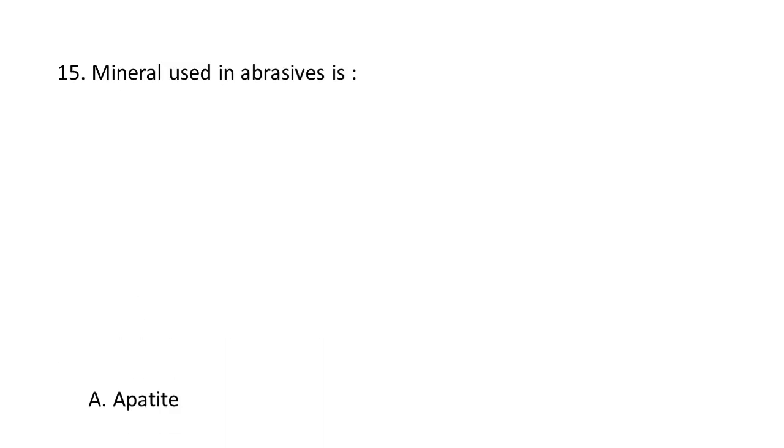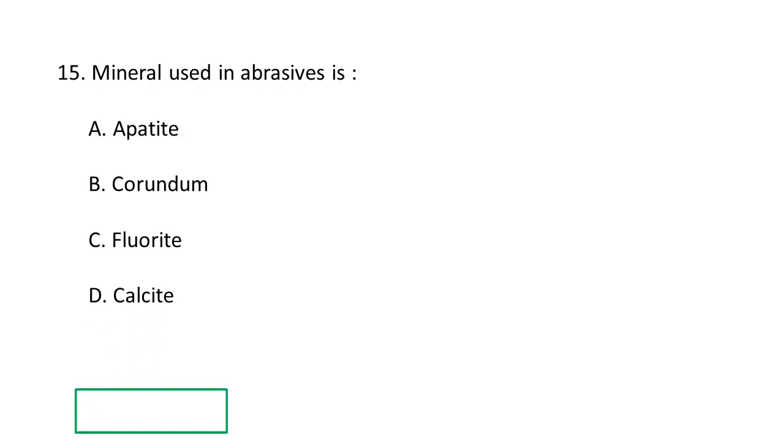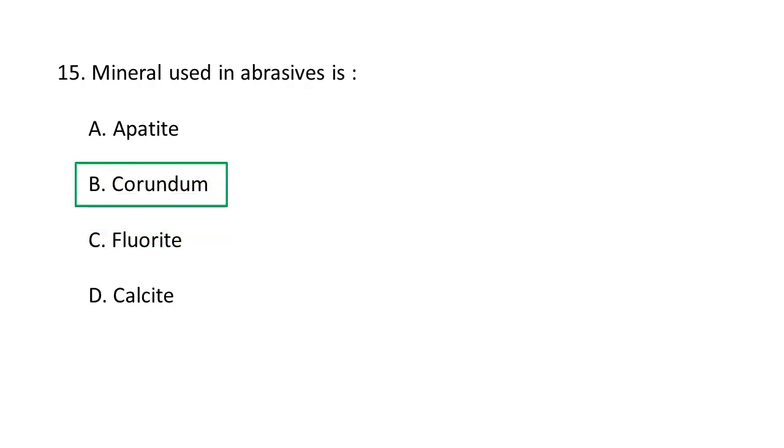Next question. Mineral used in abrasives is A. apatite, B. corundum, C. fluorite and D. calcite. Mineral used in abrasives is known as corundum. Corundum is used as an abrasive in a variety of applications including sandblasting, because of its hardness and impact resistance, and it can be sprayed onto surfaces using compressed air. So the mineral used in abrasives is corundum.